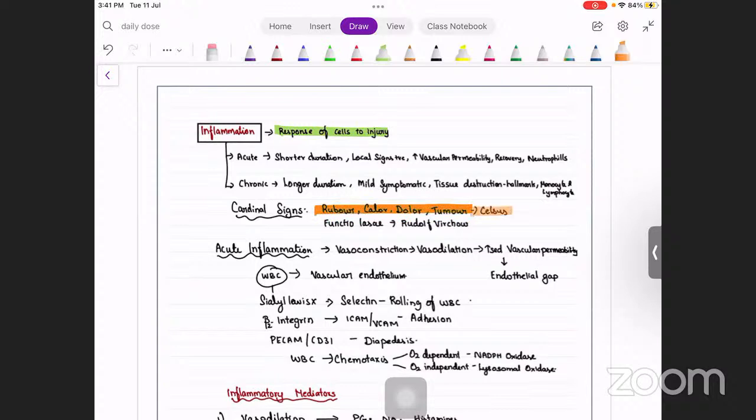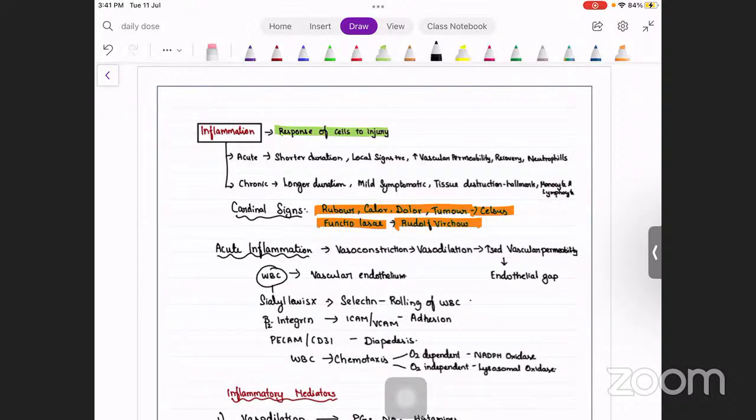Which has been invented by Celsus. And you see the fifth cardinal sign of inflammation, which is loss of function (functio laesa), invented by Rudolf Virchow, who is considered to be the father of pathology. Then, speaking about that, inflammation could be acute and chronic.